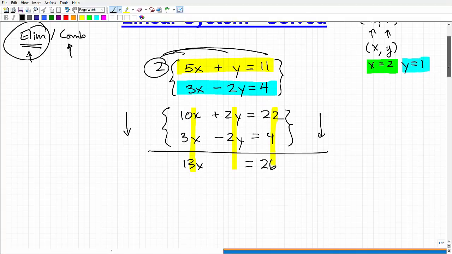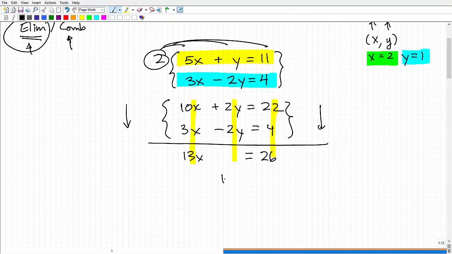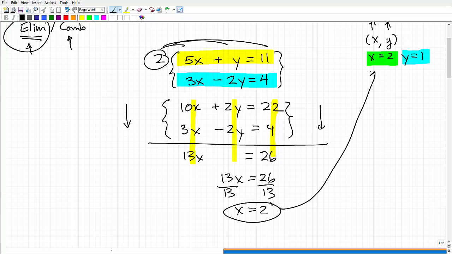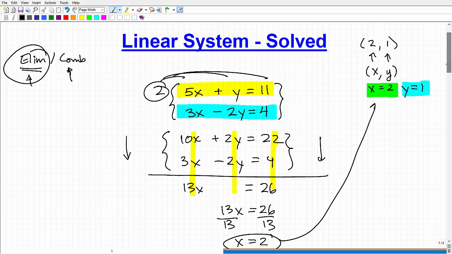Okay, now we're getting someplace, right? So I'm left with this equation, 13x is equal to 26. Now I have one equation with one variable, and I can solve this. This is a real basic one-step equation, so I just divide both sides by 13, and x is equal to 2. That's exactly what we had up here, right? So now we're halfway home. We have one of our coordinates answered.